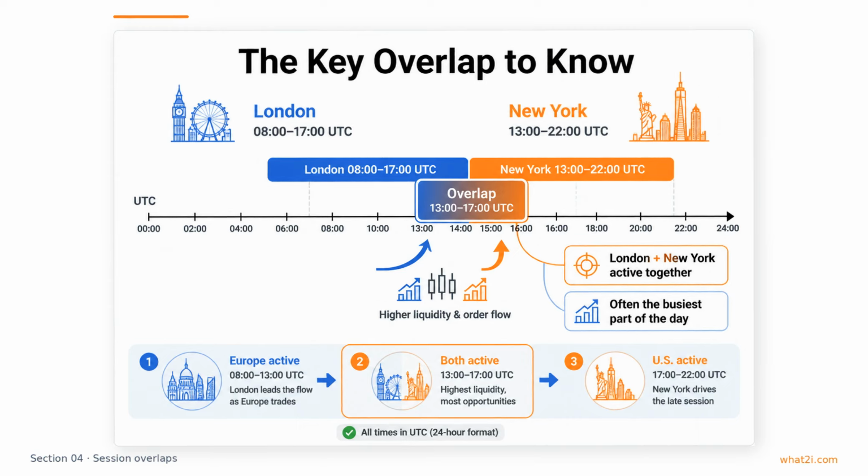When both are active, order flow is often at its heaviest and the market has its deepest participation. That is why many traders view this period as the busiest and often the most useful part of the day. It is where European trends may continue, reverse, or accelerate once US traders join. If a trader learns only one overlap well, this is usually the one to study first.